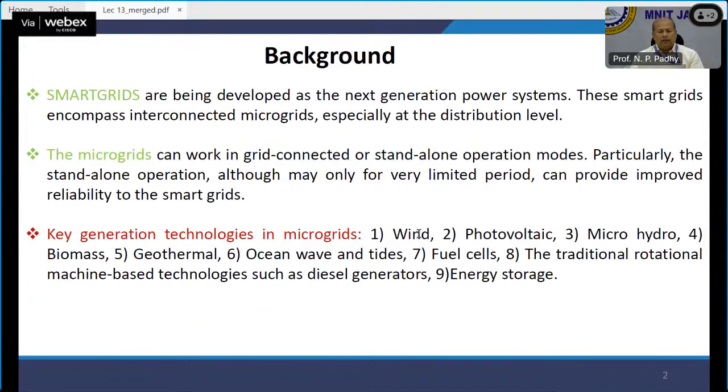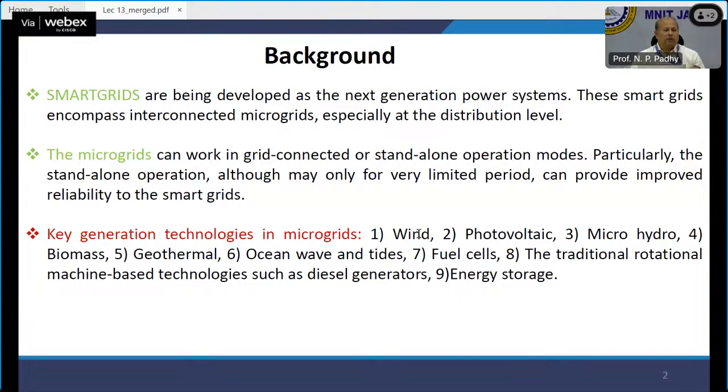So very quickly, we'll try to understand what a smart grid is. We know it, but let us repeat it today. Smart grids are being developed as the next generation power system, the future advanced distribution management system, so-called ADMS. These smart grids encompass interconnected microgrids, especially at the distribution level.